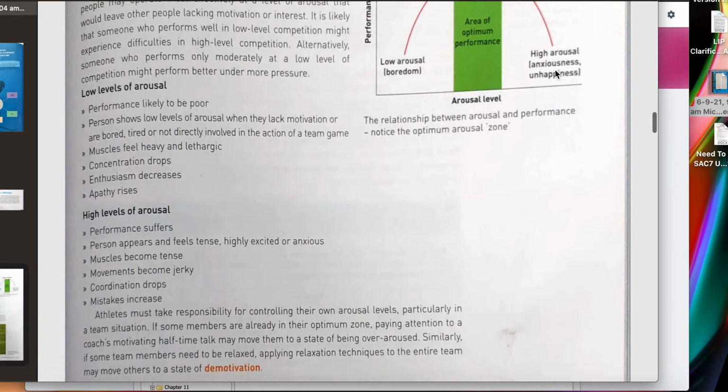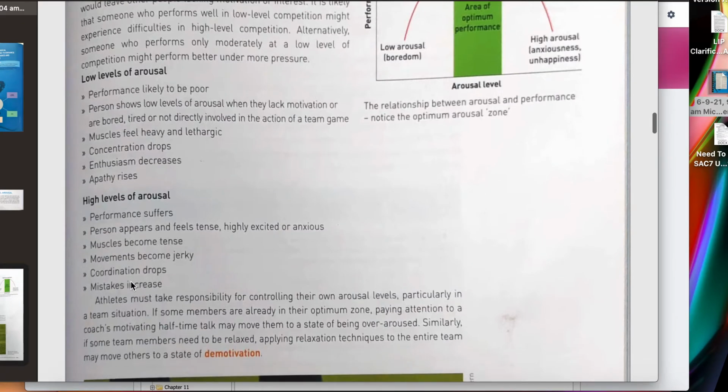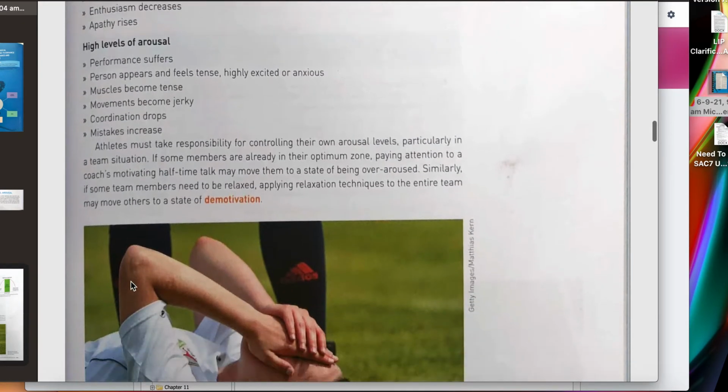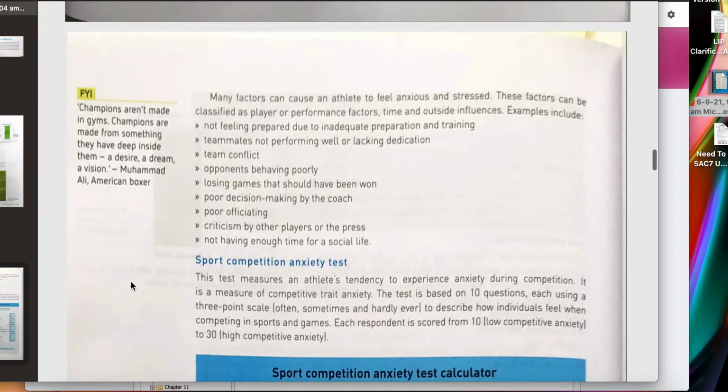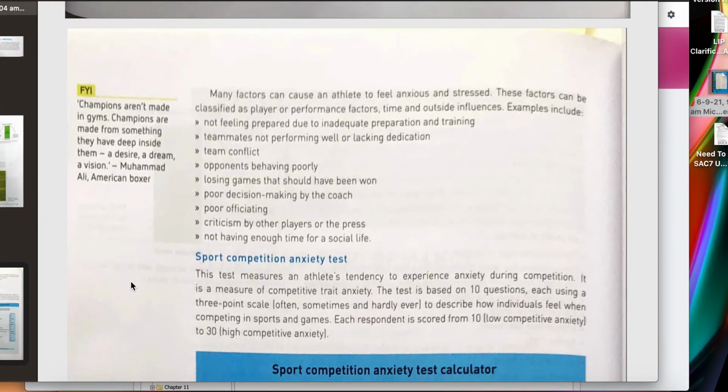However, when you're sitting over here at that grand final level, with high levels of arousal, performance will suffer. They feel tense, highly excited, anxious. Muscles actually become tense. Movements become jerky. Coordination drops and mistakes increase. Okay, so what's really important here is that we understand that inverted U.